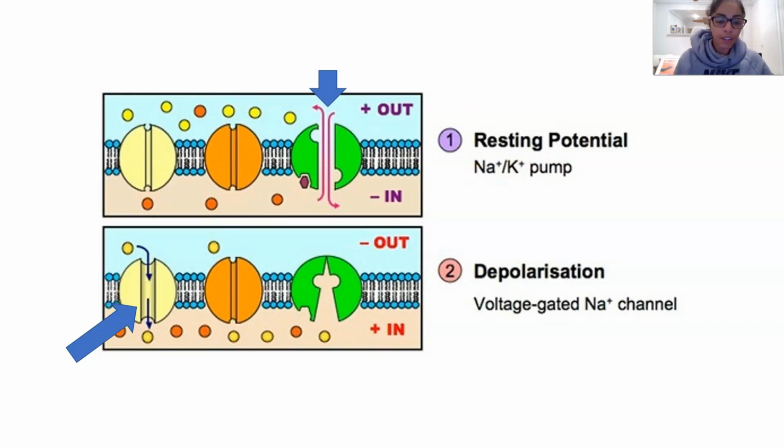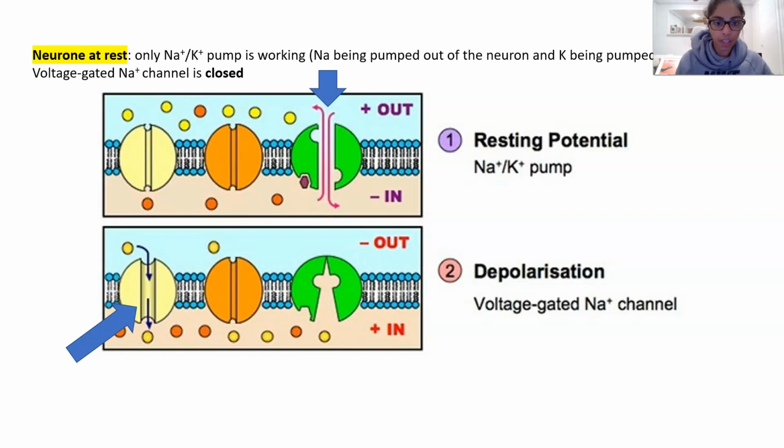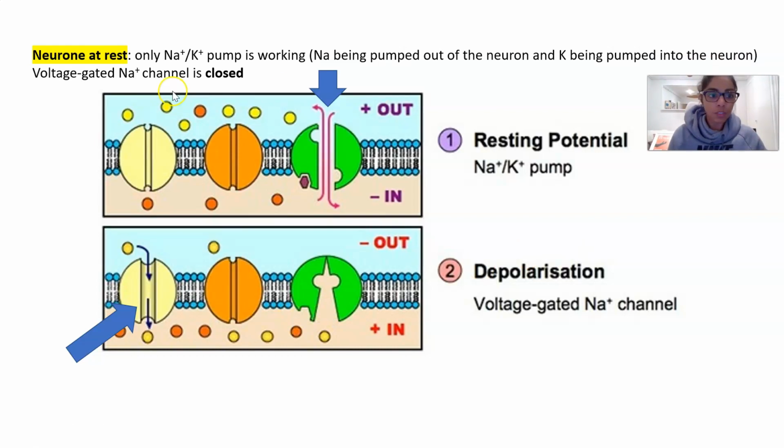So, okay, let's keep an eye on our two protein channels that we've talked about. The first one is the sodium-potassium pump. This is at rest. So the sodium-potassium pump is working in the background, but the sodium voltage-gated ion channels are closed. So this is at rest. In the case of depolarization, we can see that our sodium channel here has opened and the potassium one still remains closed.